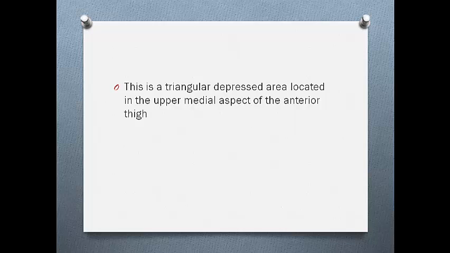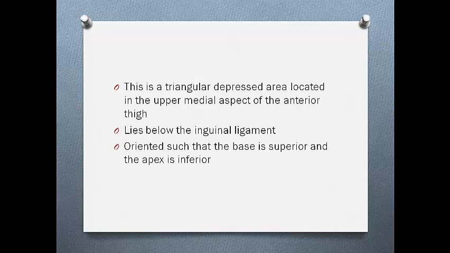Like I said, it's triangular in shape and it's located in the upper medial aspect of the anterior part of the thigh. It generally lies below the inguinal ligament and is oriented in a way that the base is superior. So the base of the triangle is directed upwards, and the apex of the triangle is directed inferiorly.